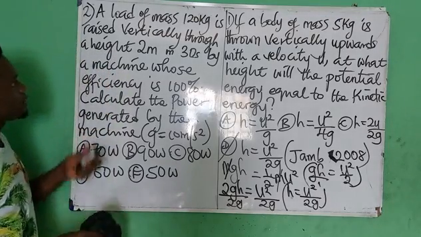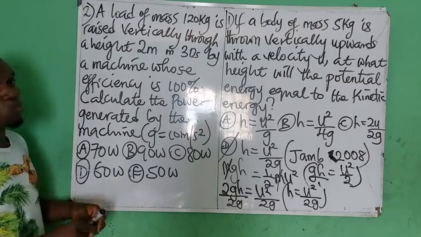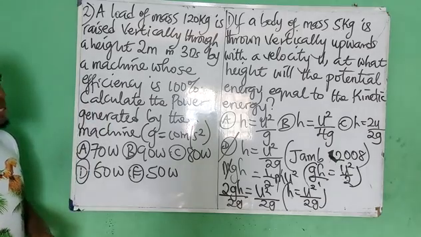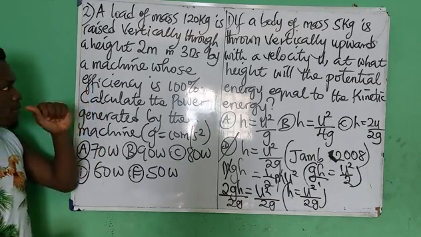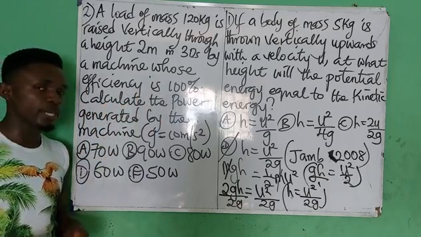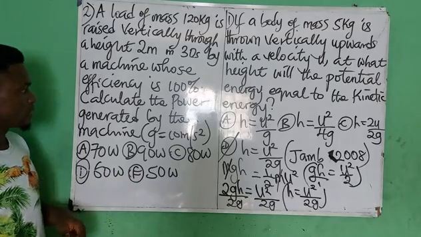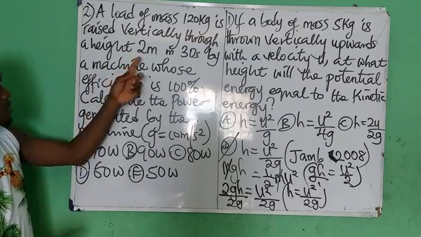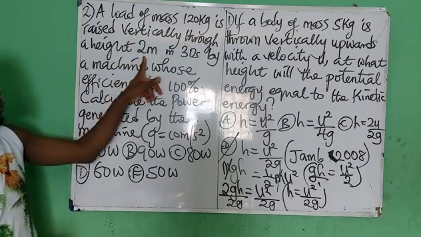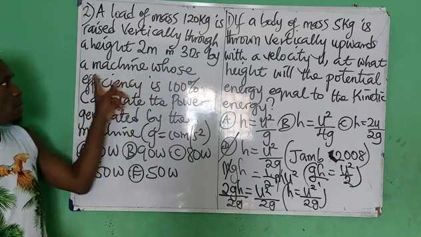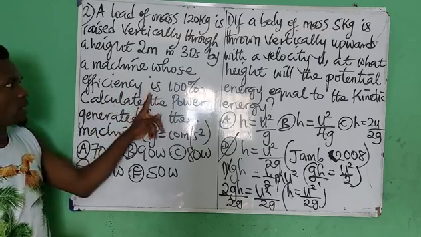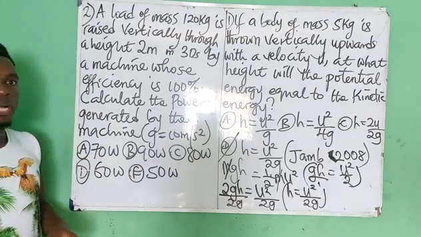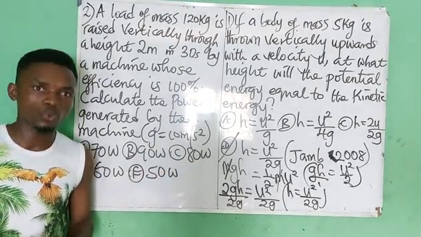Now we have question 2. They said a load of mass 120 kg is raised vertically through a height of 2 meters in 30 seconds by a machine whose efficiency is 100%. Calculate the power generated by the machine, and we were given g to be 10 meters per second squared.